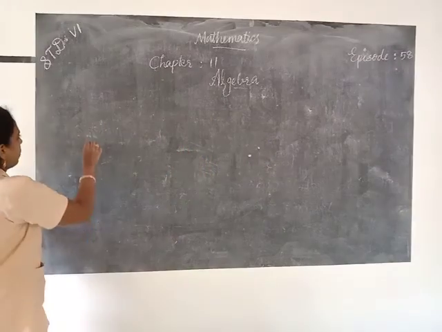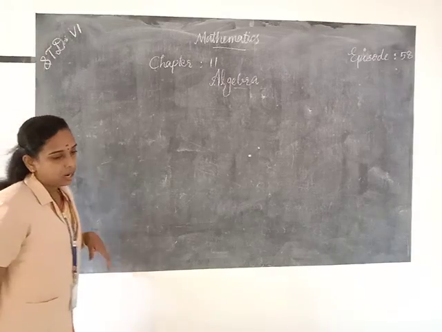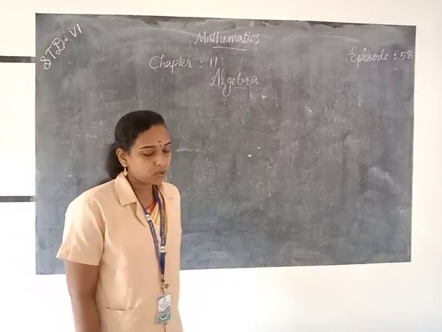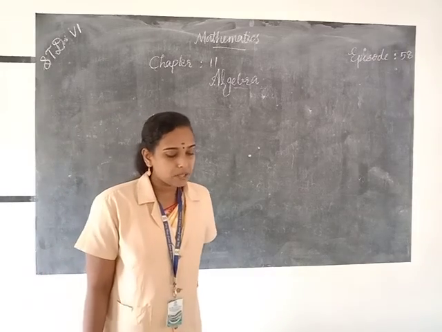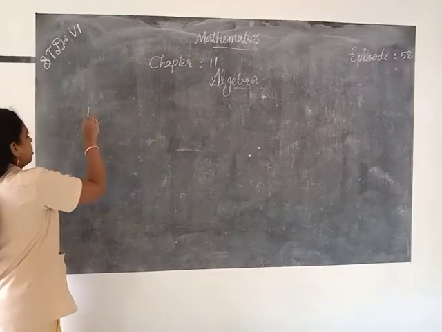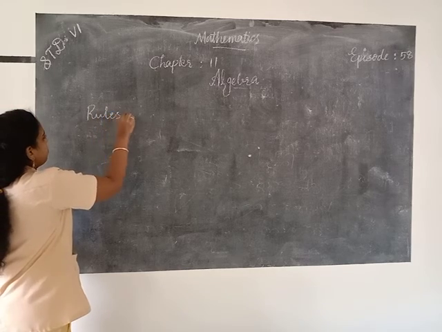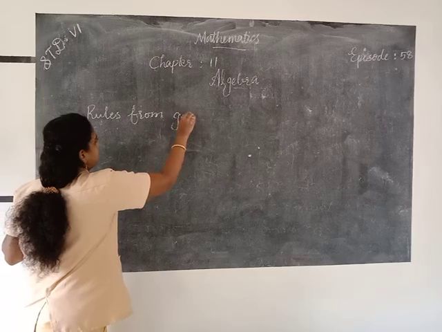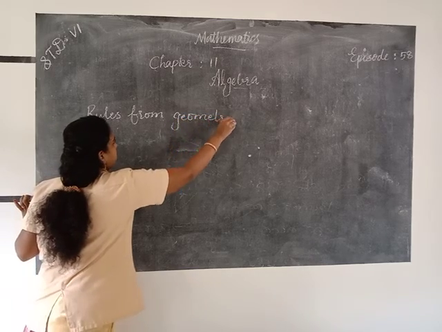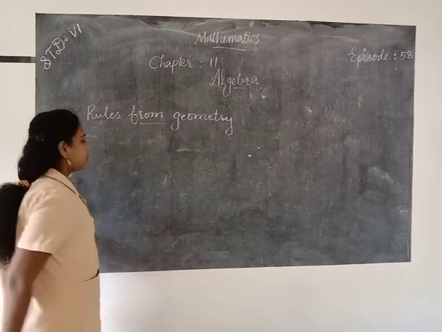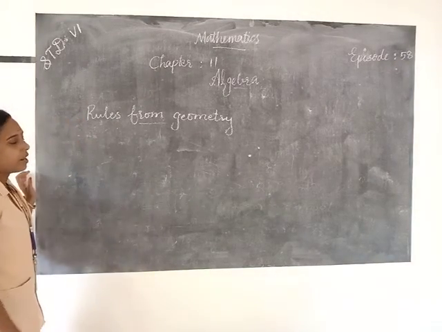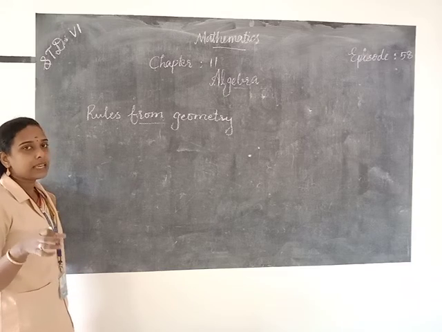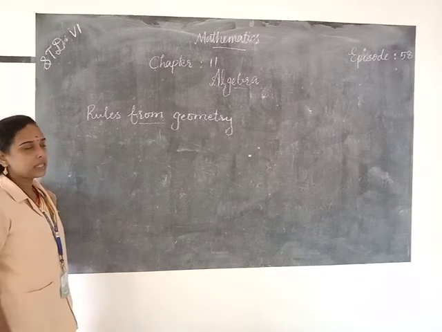The heading is use of variables in common rules, and the first one is rules from geometry. So the first one is how to find the perimeter of a square. We can use a variable to express the equation to find the perimeter of a square.